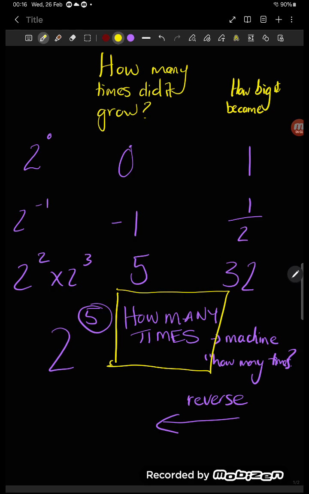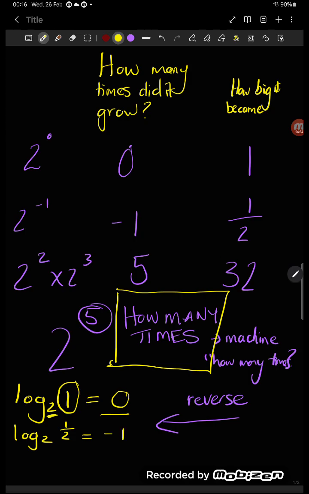So if I've got log base 2 of 1 equals, what am I saying? I've got 2, and how many times did it grow to get this to a 1? And that's always going to be 0. If I've got log base 2, how many times did it grow to get to a half? It grew negatively.